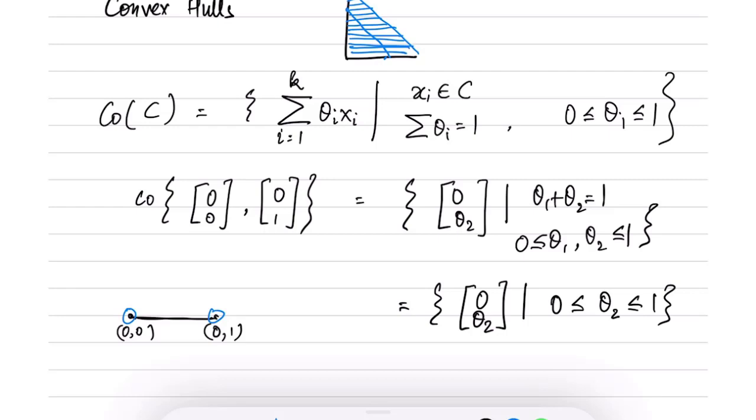So I hope the concept of convex sets and convex hulls is clear. More importantly, the role that theta plays when specifying convex sets should be clear. And it should be clear how affine sets are convex sets, but convex sets need not be affine sets.